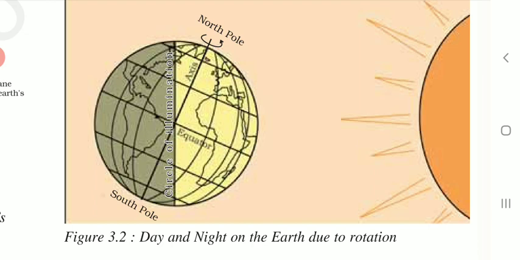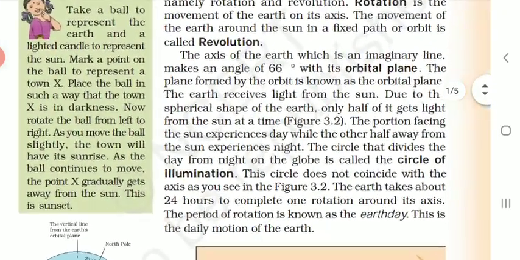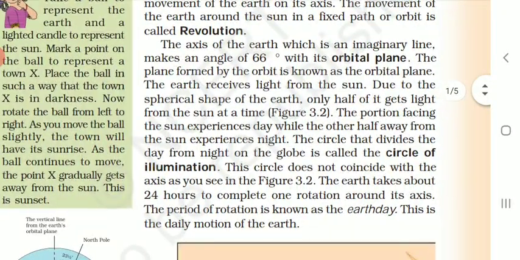When there is day on one half of the earth, at the same time on the opposite side there is night. The portion facing the sun experiences day, while the other half, away from the sun, experiences night.